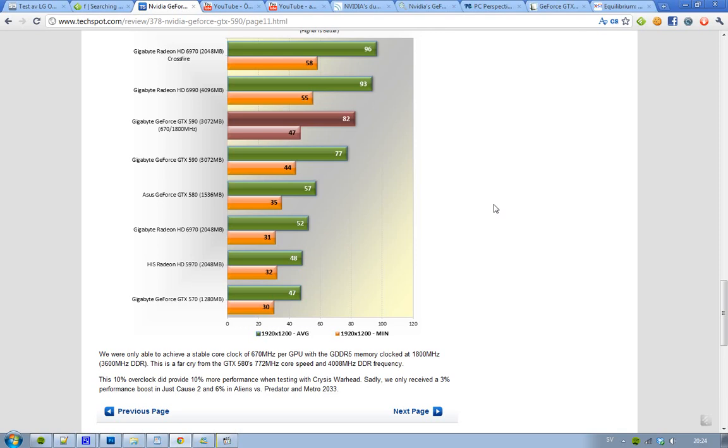So you can really see that Nvidia turned it down so they can keep the card quiet and keep the power consumption low. It seems this overclock made a 3% to 10% performance boost in the games Just Cause 2, Alien vs Predator, Metro 2033, and Crysis Warhead. So I think we could say that the Radeon HD 6990 is still the better card.